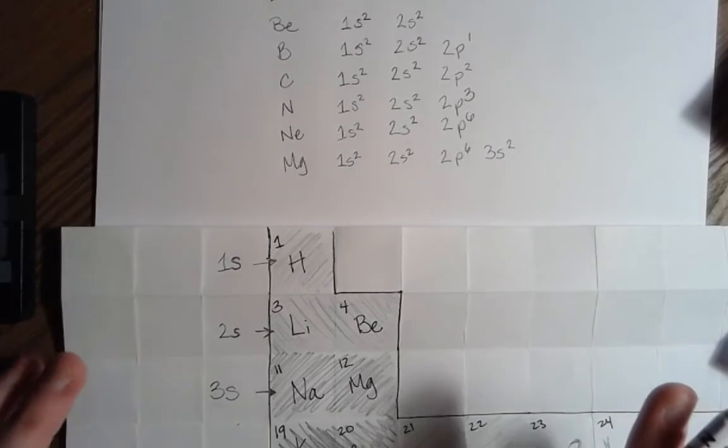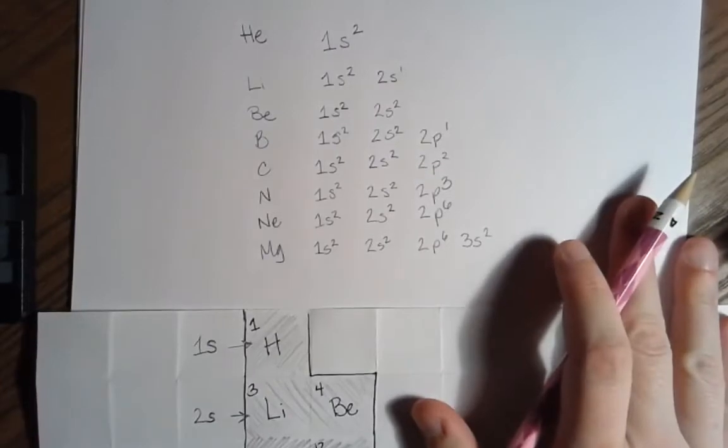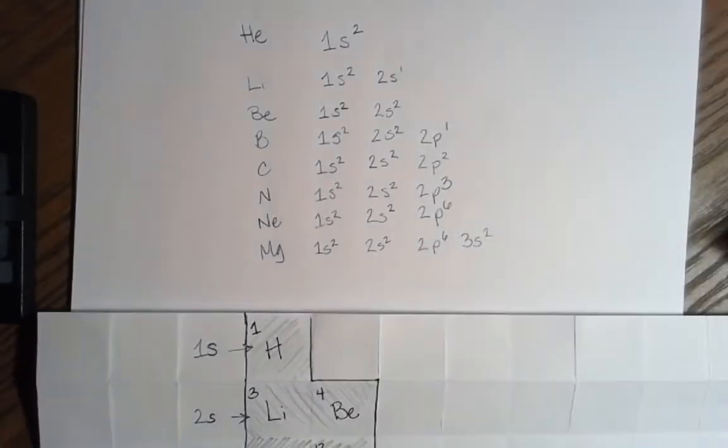Let's do some more examples, because I think you're starting to get the flow of this, but there are a lot of elements on the table, so let's just do some more.